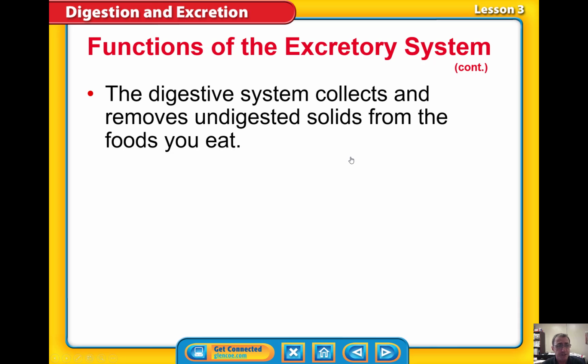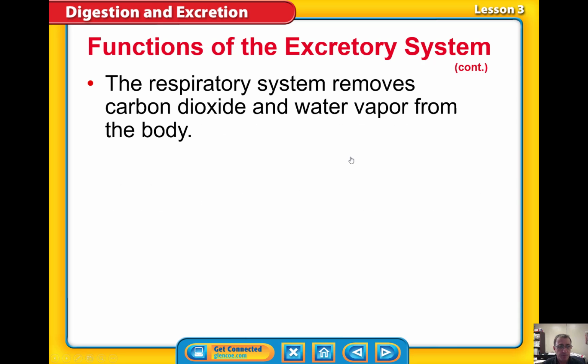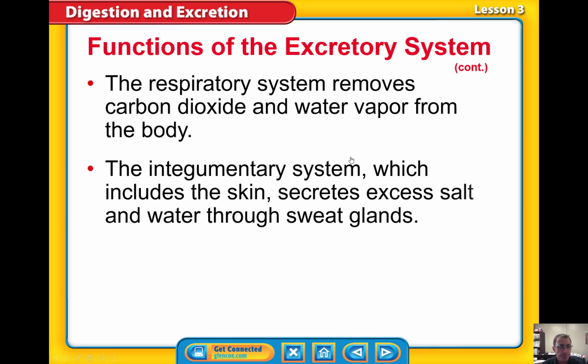All right, so the digestive system collects and removes undigested solids, or semi-solids, from the foods you eat. The urinary system processes, transports, collects, and removes liquid waste from the body. The respiratory system removes carbon dioxide, which is a gas, and water vapor, also a gas, from the body. The integumentary system, which includes the skin, secretes excess salt and water through the sweat glands. And we've already talked about that. Hopefully you're familiar with that.